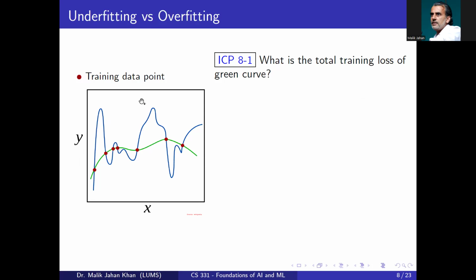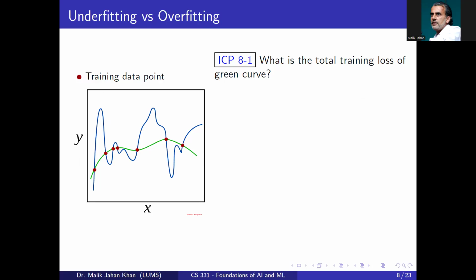Now, this is ICP time, so we have a bunch of ICPs. I would strongly suggest that after every question, you should pause the video and ponder upon the question. That will help you get engaged with the content and clarify your concepts. Though the answers will pop up on the slides in a while, if you try to figure it out on your own, that would be great. So the first ICP is: what is the total training loss of the green curve? You need to analyze this figure, which is given on the slide.